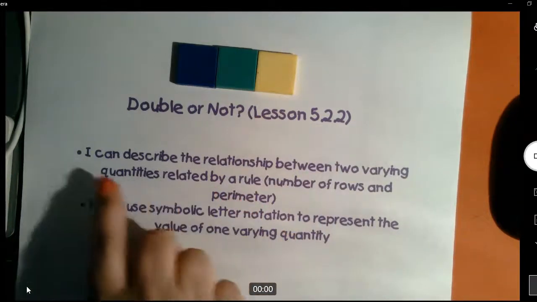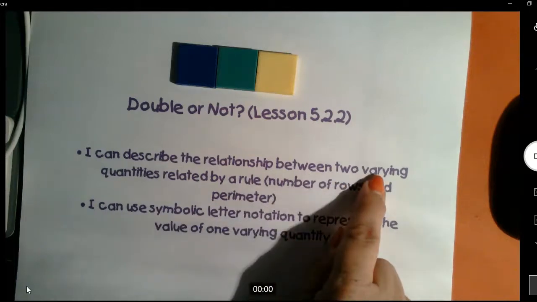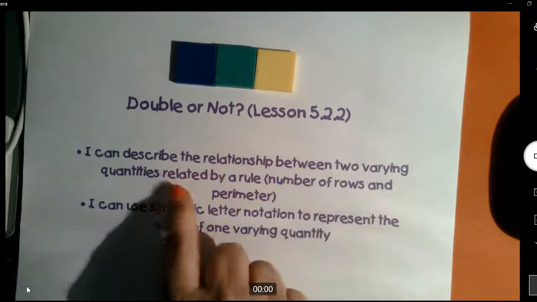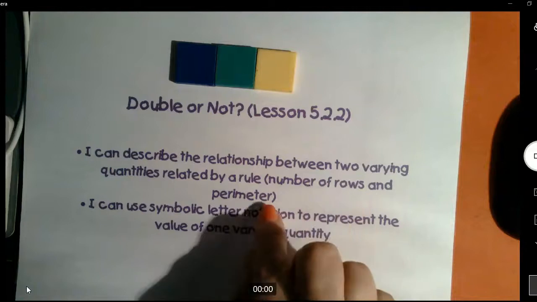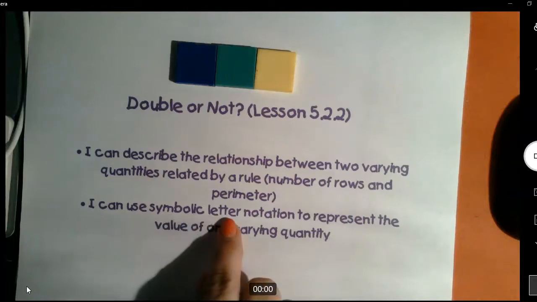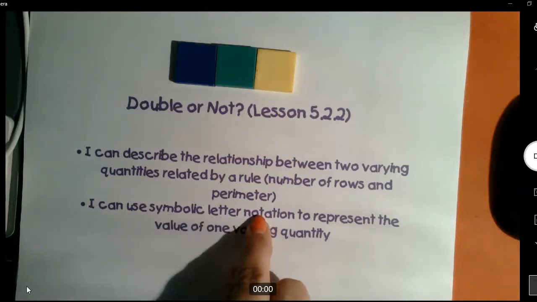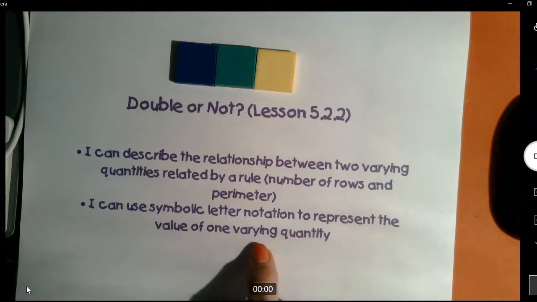And your learning targets are that you can describe the relationship between two varying, which means different, quantities related by a rule. And in our case, we're going to be looking at the rule about the number of rows and perimeter. And your second learning target is I can use symbolic letter notation, such as using N for a number or X for a number, to represent the value of one varying quantity.